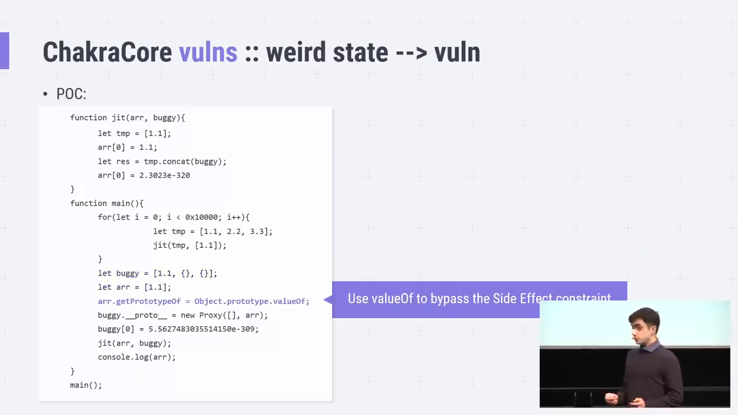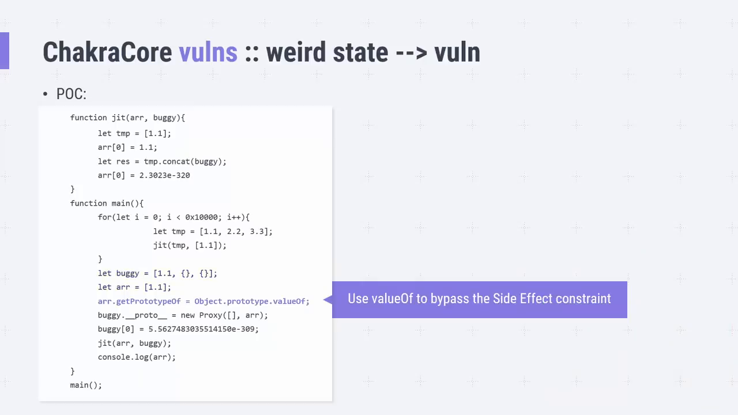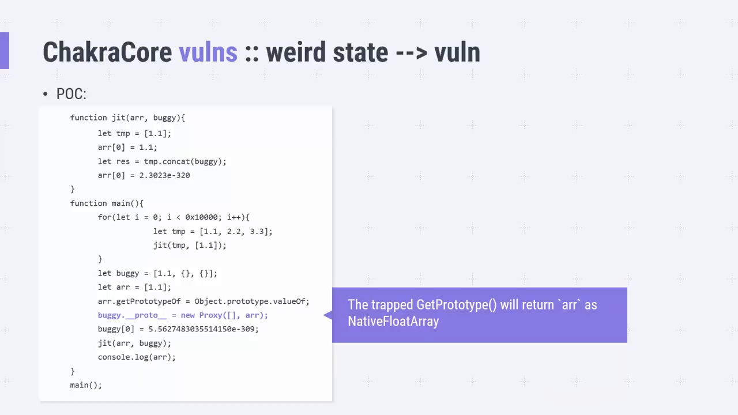Next thing we do is we redefine the getPrototypeOf. So getPrototypeOf is basically the getPrototype function. And by redefining it to be valueOf, whenever the function getPrototype is called on arr, we redefine the implementation and get it to return the arr itself. This allows us to return arr whenever getPrototype is called. This is huge because if we define a proxy, what happens is we essentially made the getPrototype loop return us a JavaScript native float array.